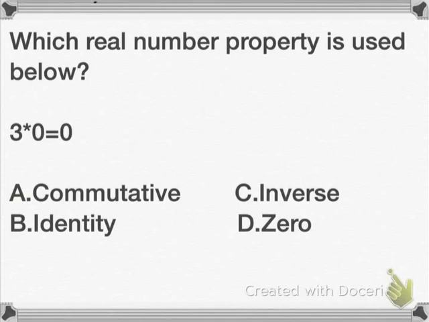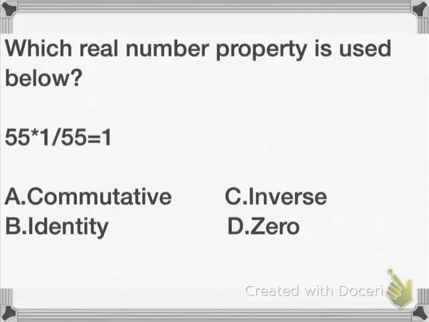Which real number property is used below? 3 times 0 equals 0. A. Commutative. B. Identity. C. Inverse. D. Zero. This example is probably the easiest. We are multiplying 3 by 0 to get 0 as the product. The zero property of multiplication proves that when one of two factors is 0, the product is 0. So therefore, the answer is D. Zero property of multiplication.